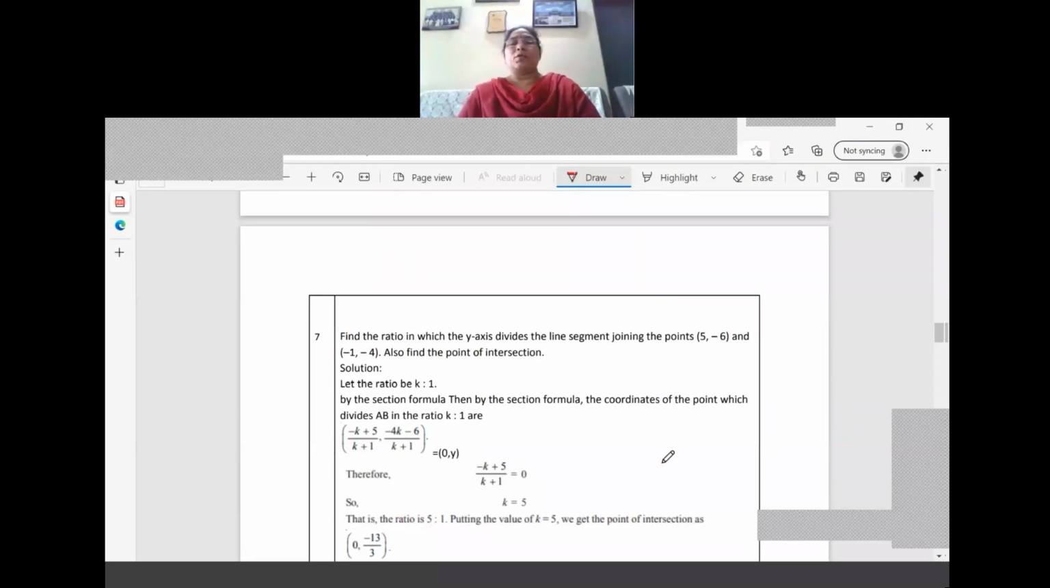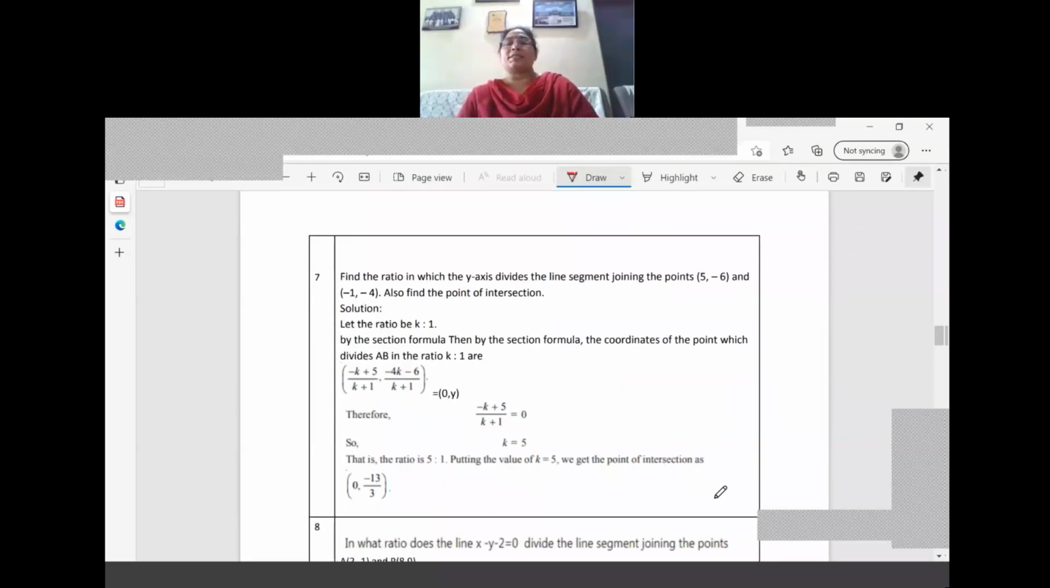So, find the ratio in which the y-axis divides the line segment joining (5, -6) and (-1, -4). Find the point of intersection. Here also find the ratio only. So we can go for k is to 1 only. But one more condition is given. The point is on the y-axis, isn't it? So what we should do here means x value equal to 0 we should take. That is why, when we are writing this type of question, always try to draw the diagram. So we have written that k is to 1 and it is on the y-axis only. So the coordinate will be (0, y).